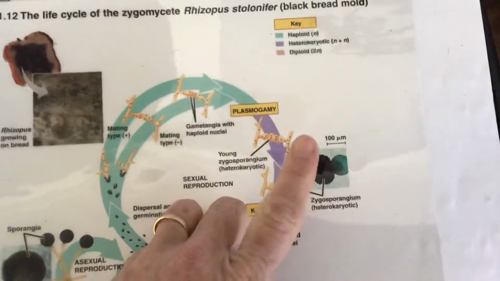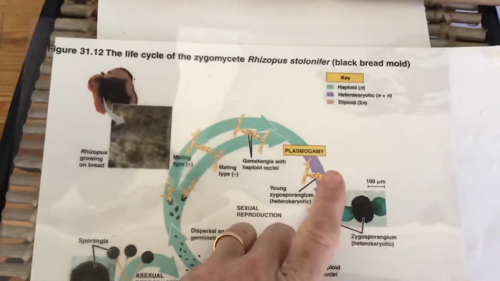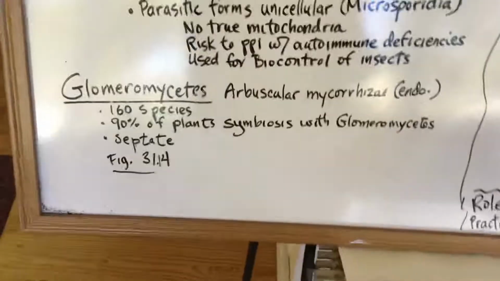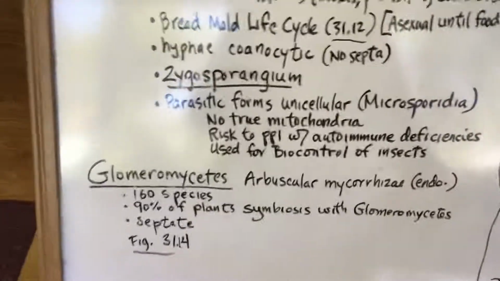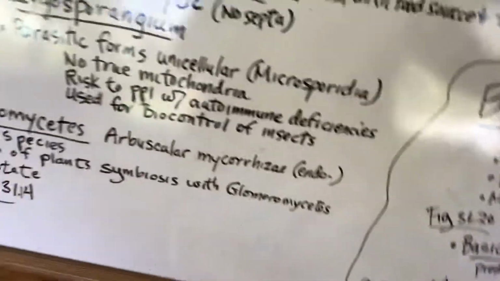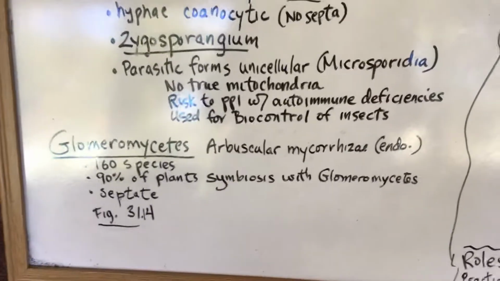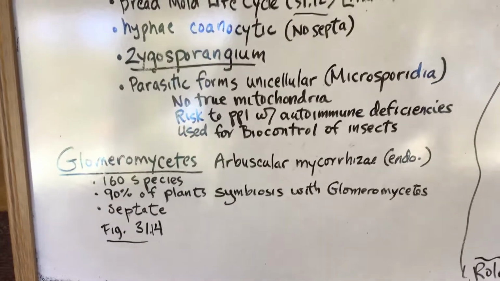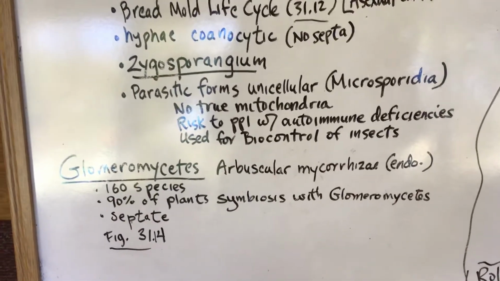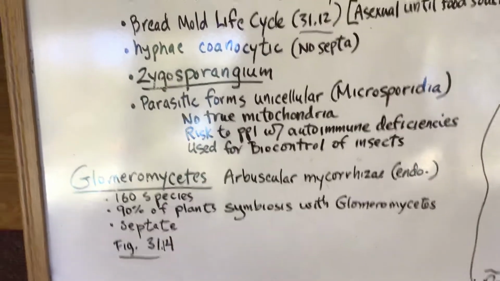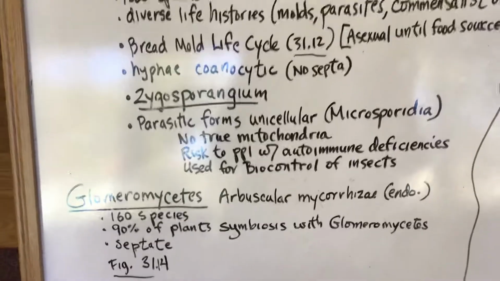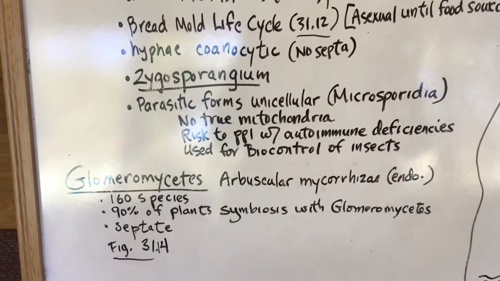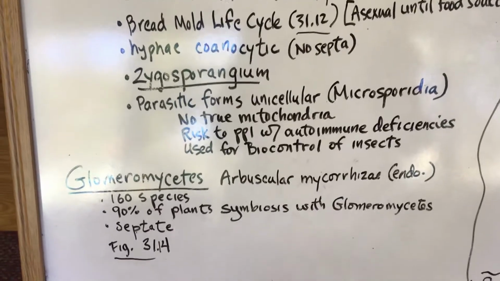Zygosporangia, very unusual or unique to that group. Okay. Glomeromycetes are what we call arbuscular mycorrhizae. Arbuscular is referring to the tree-like shape of the hyphae that is within a plant cell. So these guys form symbiosis with plants, and there's over 160 species.